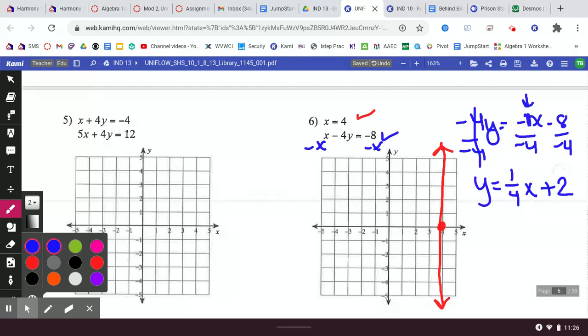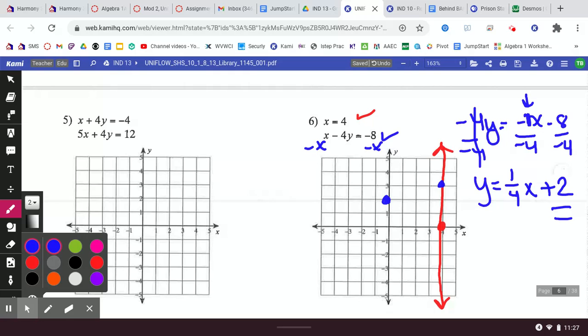Now I'm ready. So now I'm going to put my y-intercept at positive 2. And then I'm going to use my slope, up 1 over 4. Up 1 over 4 puts me right there. Well, I'm good because I'm already where they're intersecting, so I don't really need more.